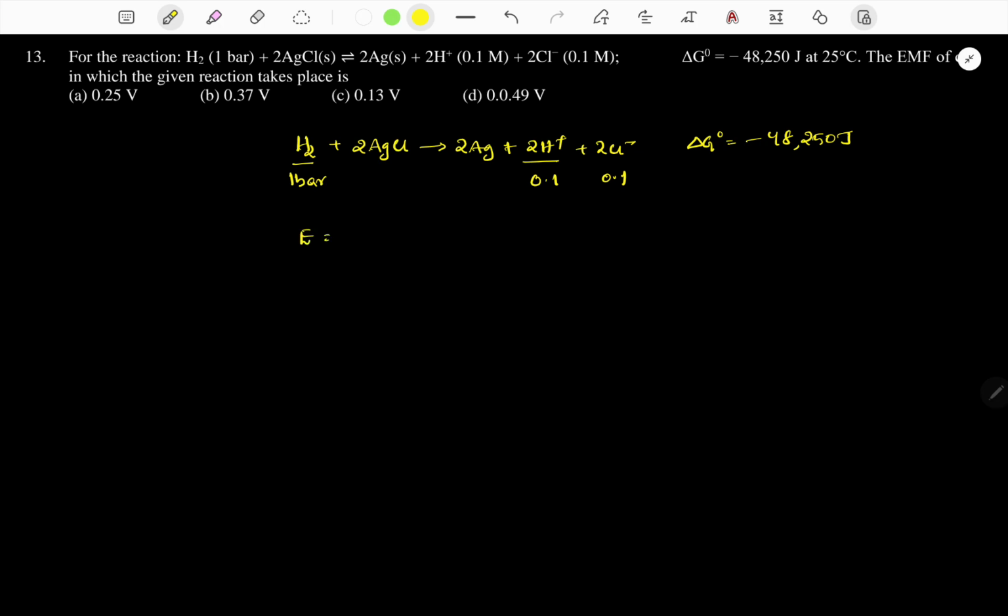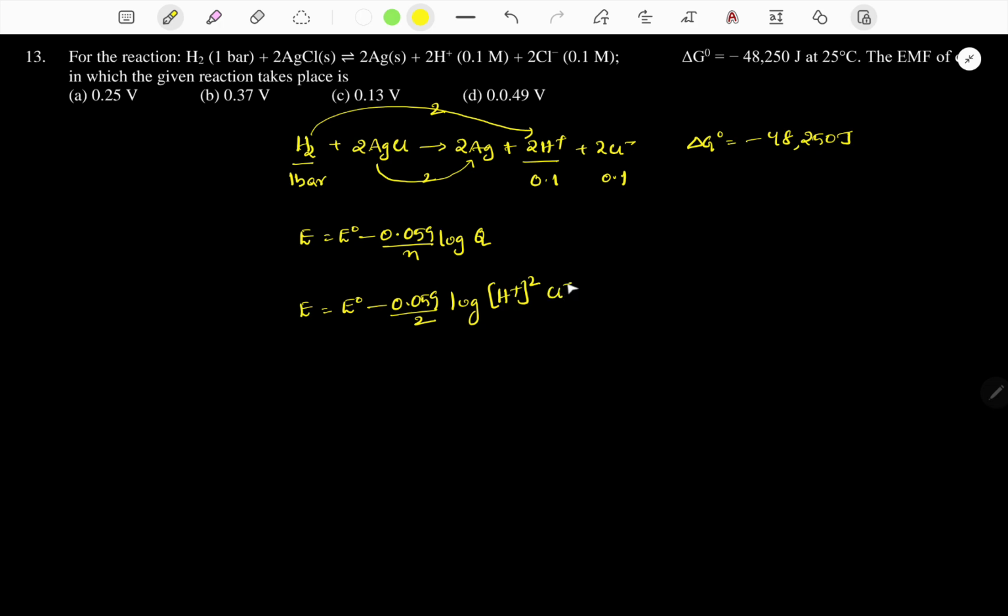So E is equal to E naught minus 0.059 by N log Q. Here H2 converts to 2H plus and 2Ag plus converts to 2Ag. That means 2 electrons are transferred in both oxidation and reduction. Therefore, N value is 2, and Q is H plus concentration whole square, Cl minus concentration whole square, upon pressure of H2 to the power 1.